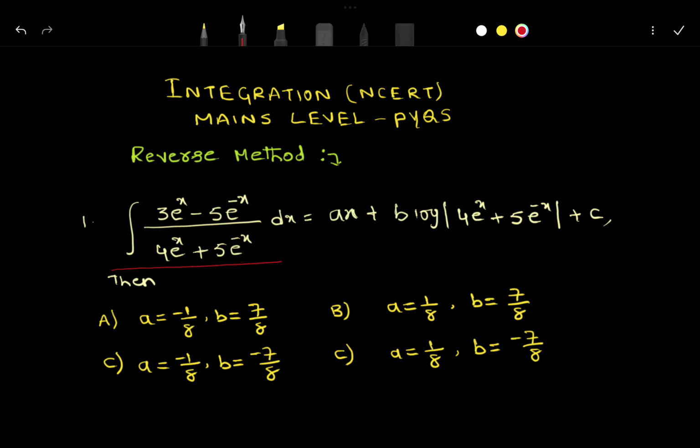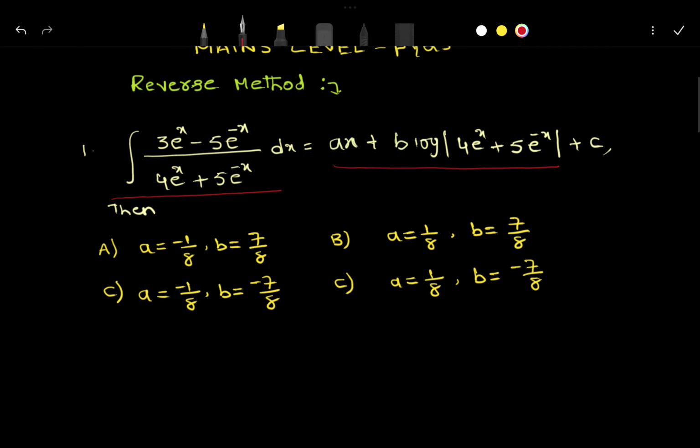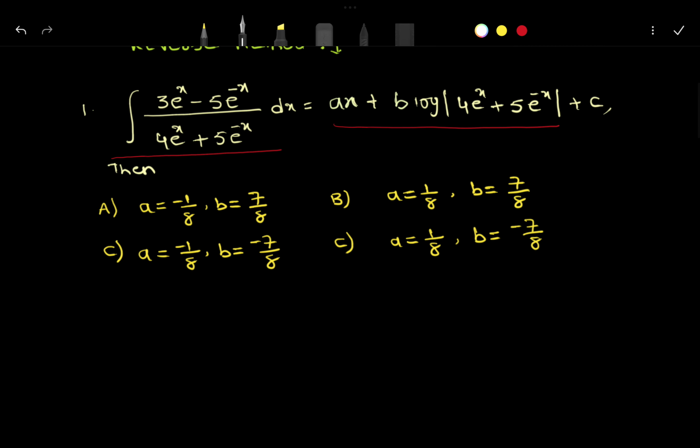See here in this problem, we have the LHS and RHS given. A and B are the required values, according to the given options. So the simple method is the reverse method. Reverse method means differentiating on both sides with respect to x. So differentiate with respect to x.